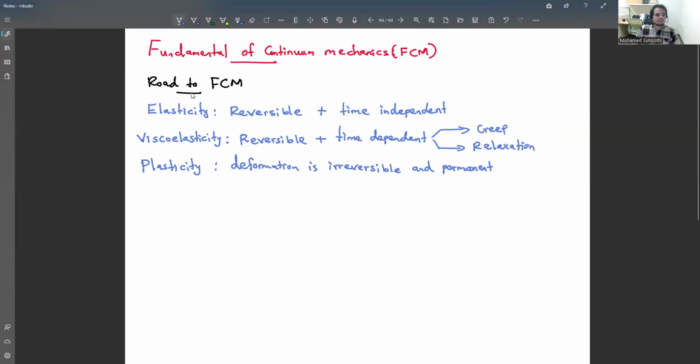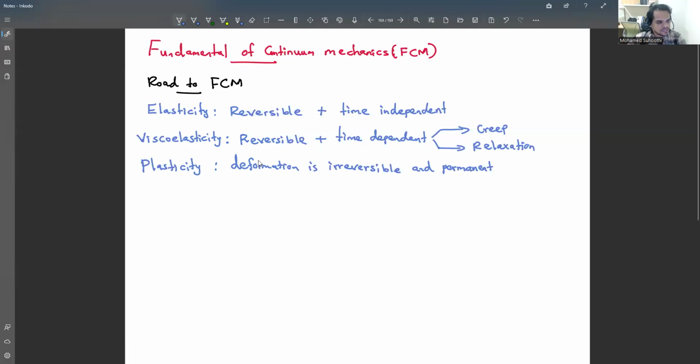These three are the very basic fundamental models. By combining these three, we can create many models. There is something called hyperelasticity. Then something called viscoplasticity, where we combine viscosity and plasticity together. Then elastoplasticity. So there are many models you can develop by combining these three basic models.